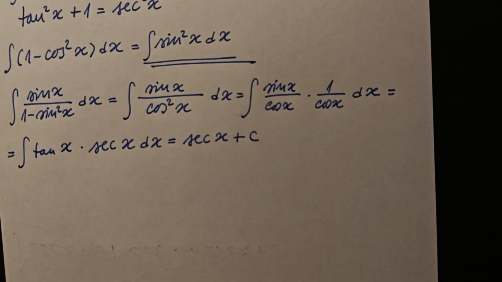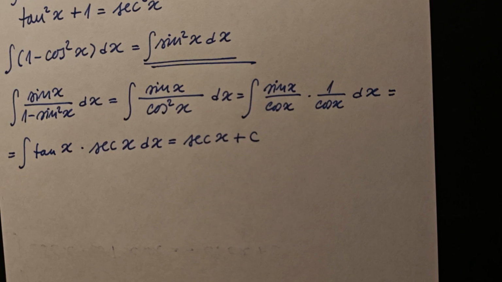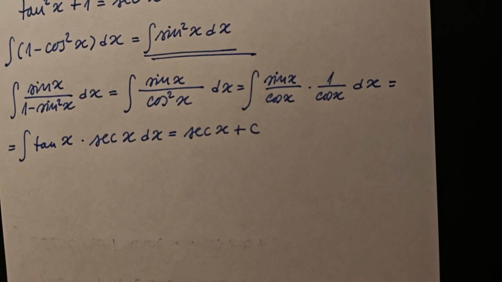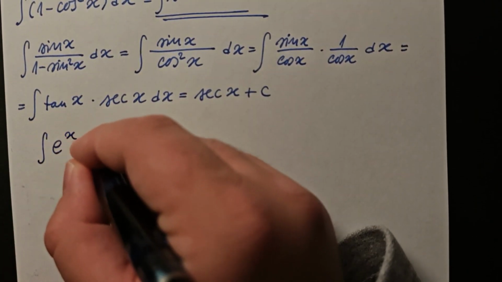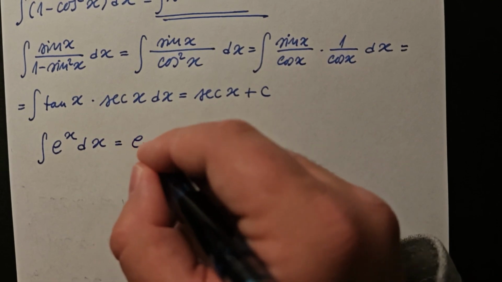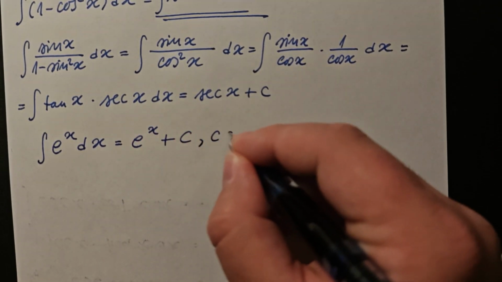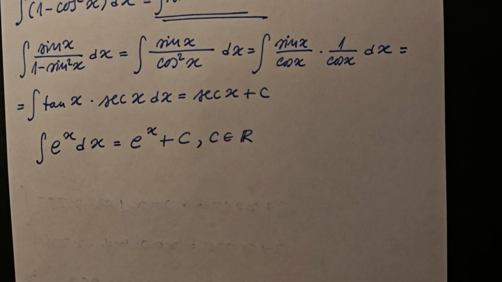The point that I'm trying to make here is that through these examples, I am demonstrating to you how knowledge of trig identities can make solving these integrals easy. Whereas if you don't know these trig identities, things just become that much harder. Another table integral that you will encounter is an integral of e to the power x dx, and that is e to the power x plus c, where c is a real number.